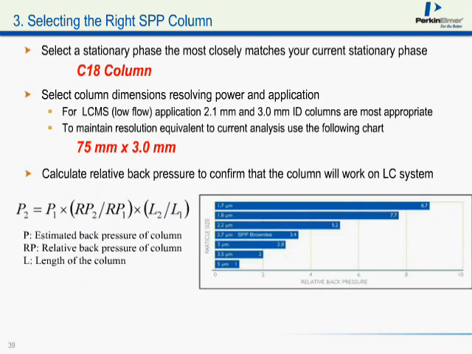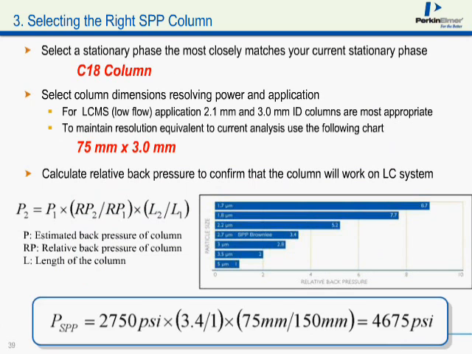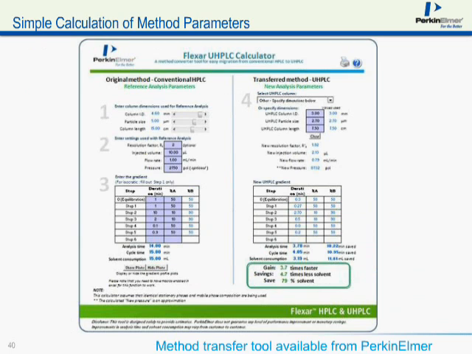And again, I calculate the back pressure that would be expected for that particular column. And so in the original method, the maximum back pressure was about 2,800 psi. Now with the new method, it's at 4,700 psi, which is still well within the range of a 6,000 psi system. This time, instead of going through all the individual calculations, I used the calculator.